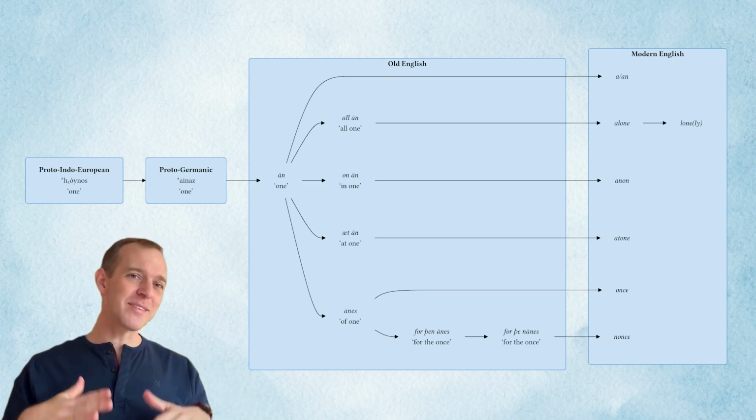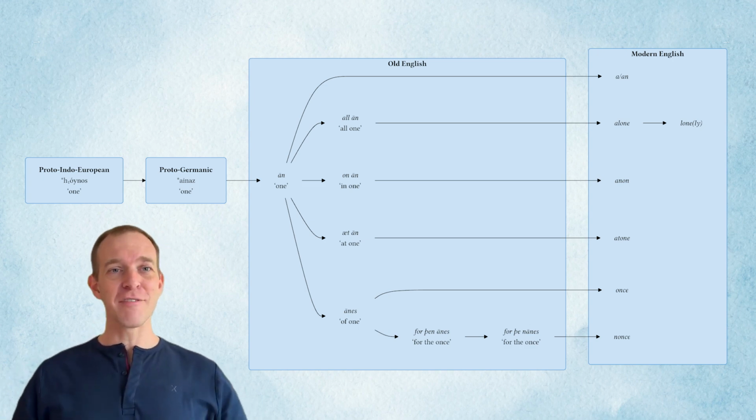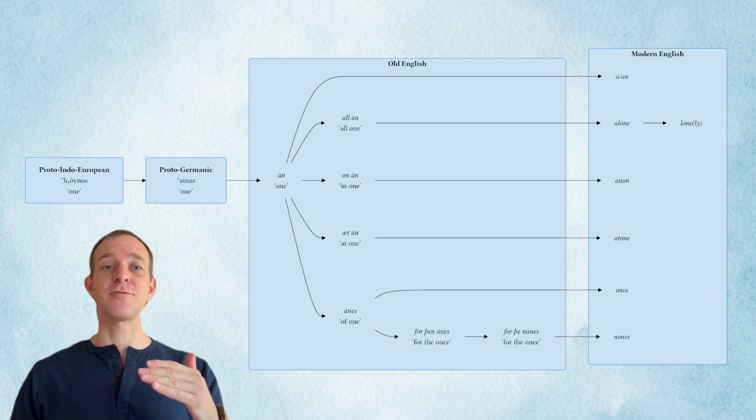So now let's climb down our etymological tree a little bit from Old English to the next closest branch, which is Germanic.